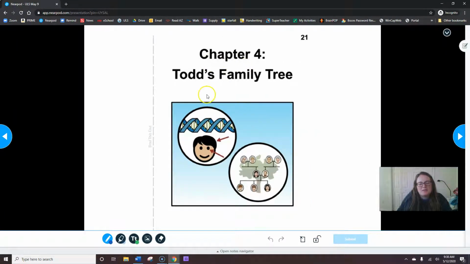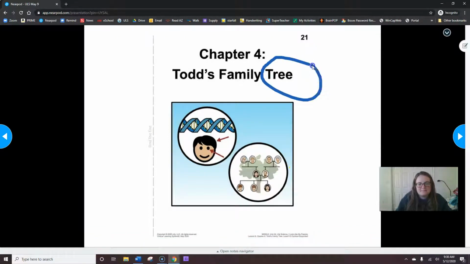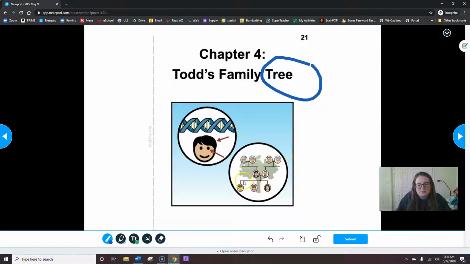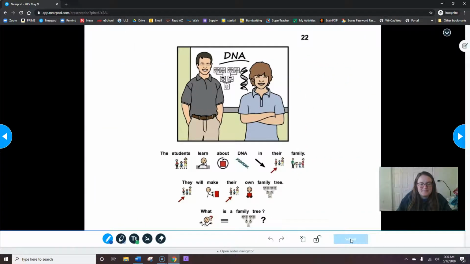So we're reading Chapter 4, Todd's Family Tree. A family tree is not like a regular tree. It's like branches because you look at who your parents are and who their kids are, and it looks like branches of a tree. So let's circle tree. It's the one with the pictures and the lines. There's a tree in the background to show you that it's like branches. When you're done circling tree, hit submit.